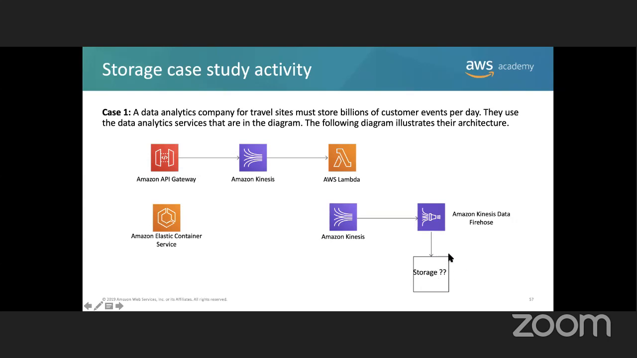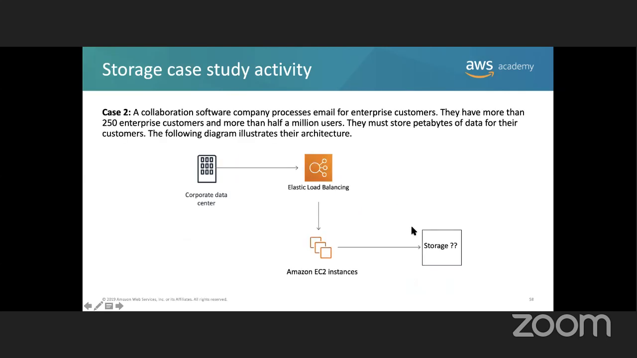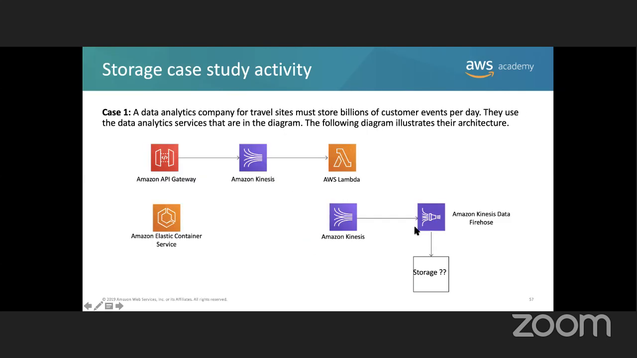What storage do you think goes here? EFS? Nope. S3. Okay, S3, because Firehose transforms the data, processes the data, and sends it to an S3 bucket. That's one of the endpoints where it would send the data, okay?